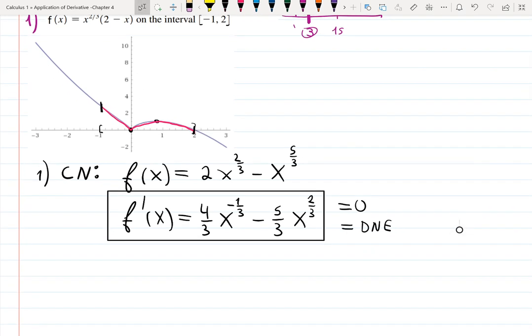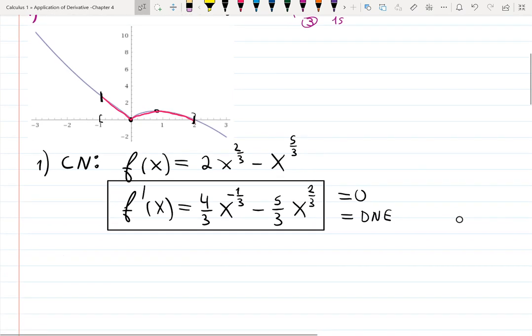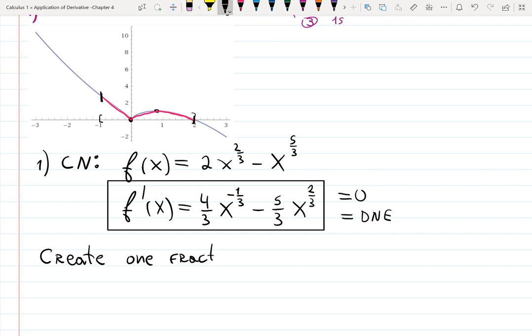And here is a recommendation I always give to students. If you have several powers of x in your derivative and we ask you to find zeros and DNEs, create one common fraction. That's a very good recommendation. In this case, basically we want you to create a common denominator.